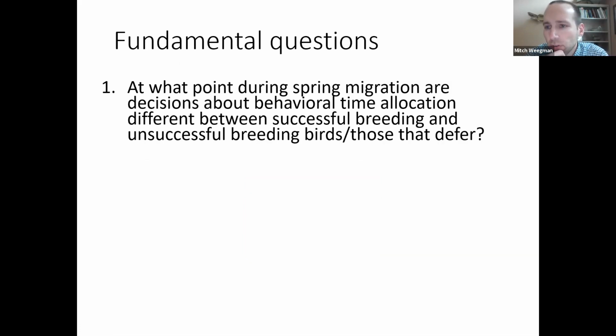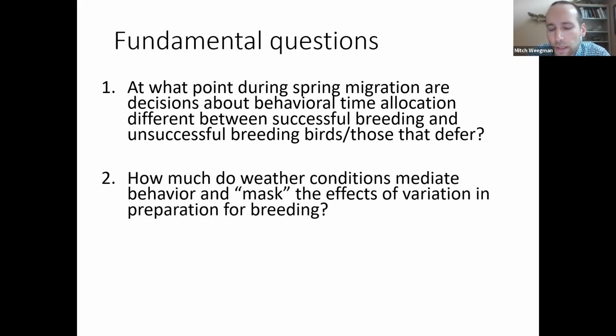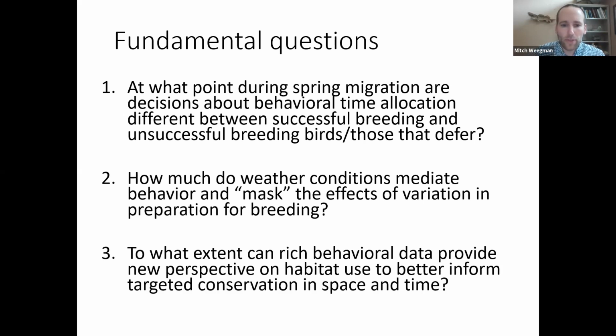So we have a sequence of fundamental questions about these birds in this population decline. One is, at what point during spring migration are decisions about behavioral time allocation different between successful breeding and unsuccessful breeding birds, or those that defer? A second question is, how much do weather conditions mediate behavior and mask the effects of variation in preparation for breeding? And a third one is, to what extent can rich behavioral data provide new perspective on habitat use to better inform targeted conservation efforts in space and time? So I'm going to talk a little bit about each of these questions.